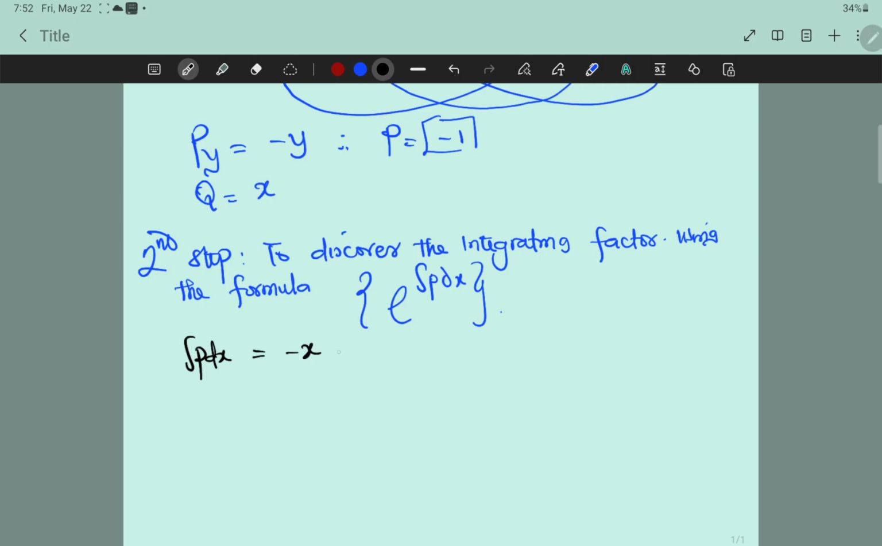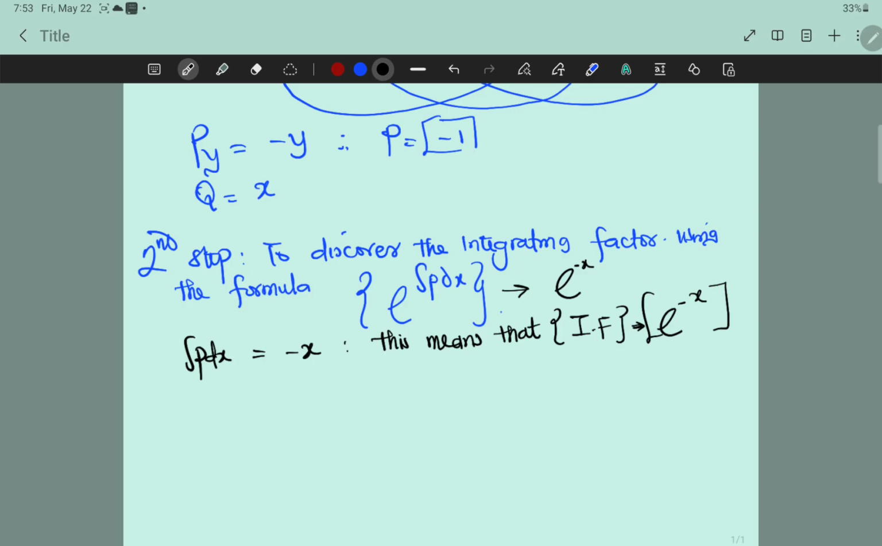For the sake of this video, I will be using a short form for the name integrating factor, so we call our integrating factor IF. Our integrating factor in this case will be e to the power of negative x. It's as simple as that.